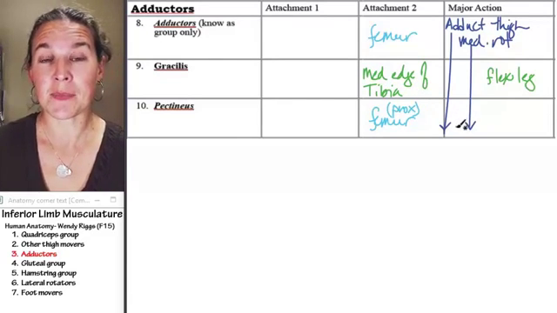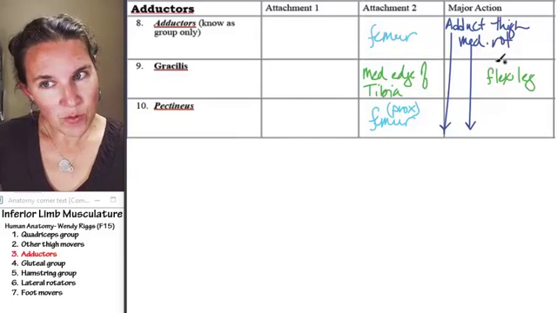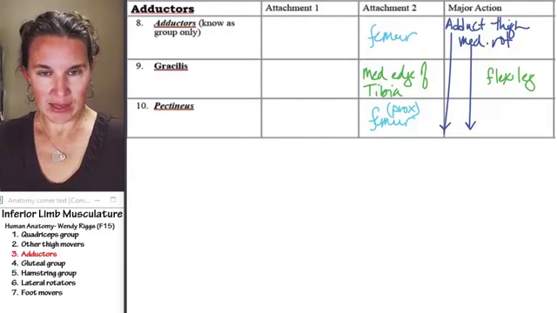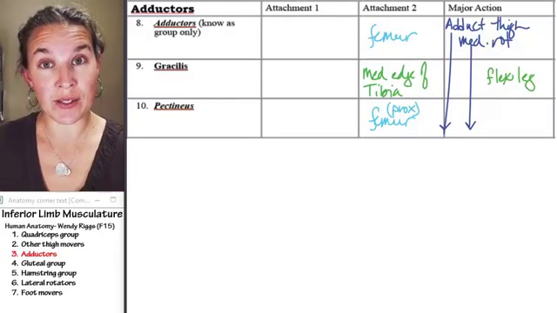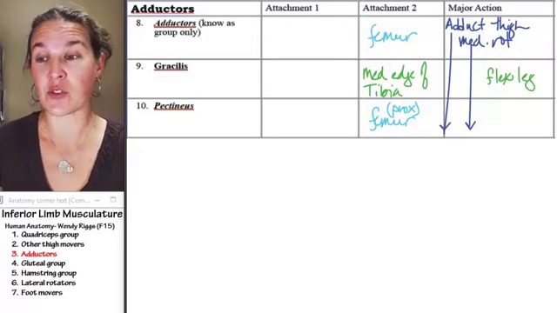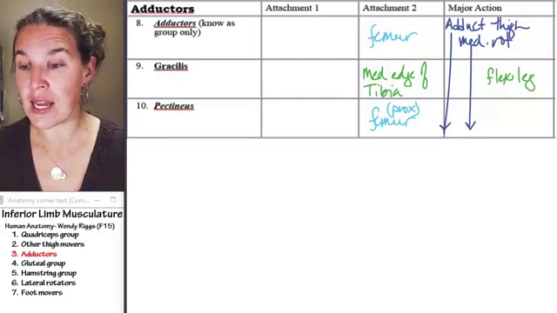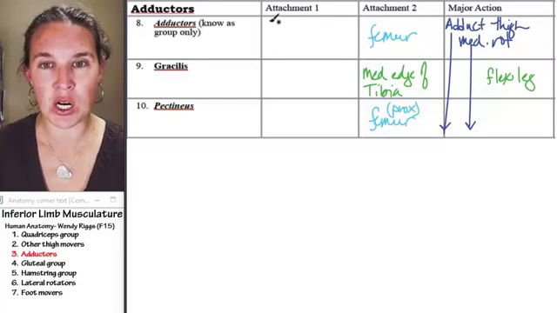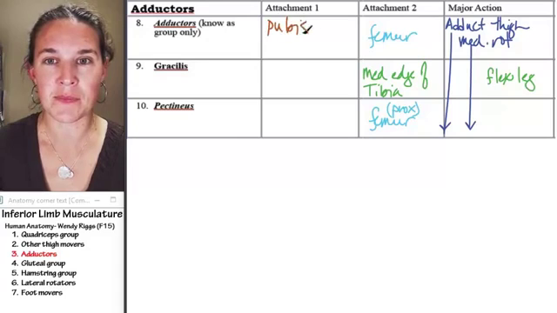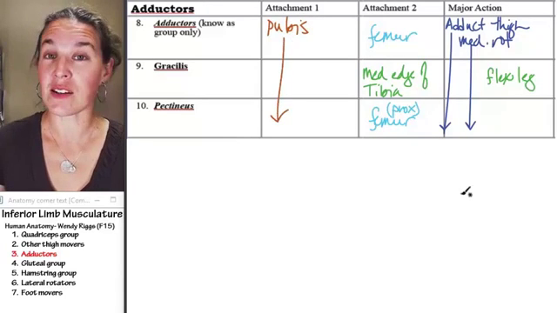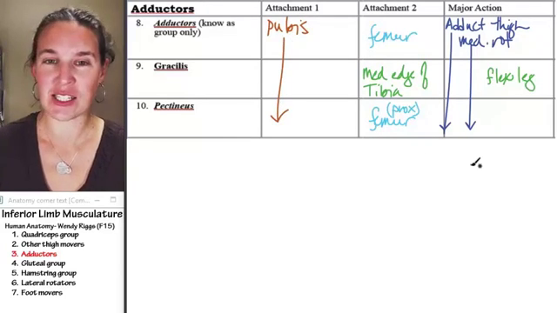If they're moving the thigh, they have to cross the hip joint, which means they also have to attach to the pelvis, and all of them do. They all attach to some part of the pubis. And pubis is good enough for me. Let's go take a look at these guys.